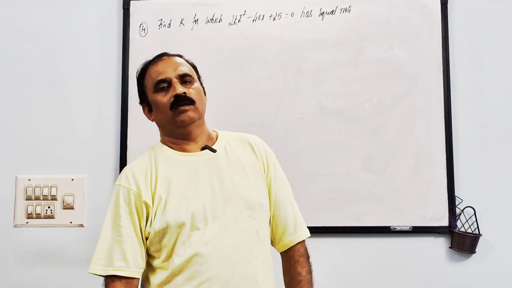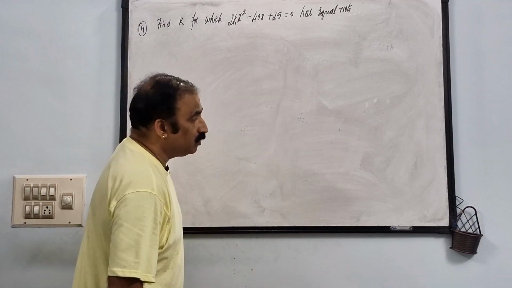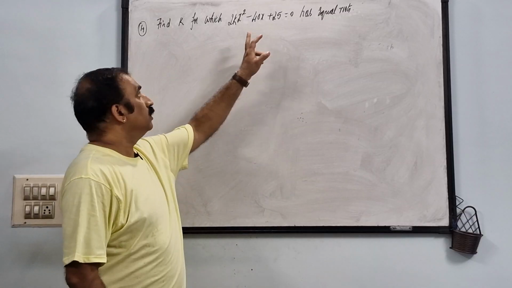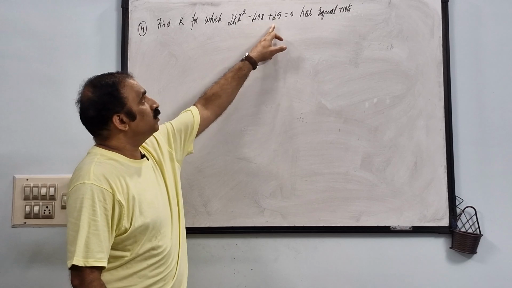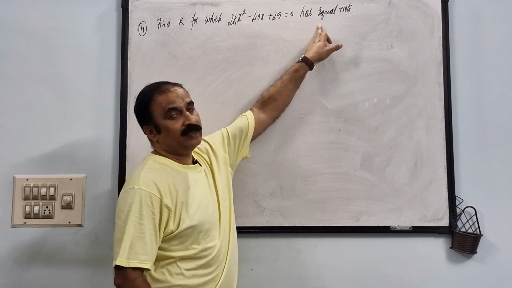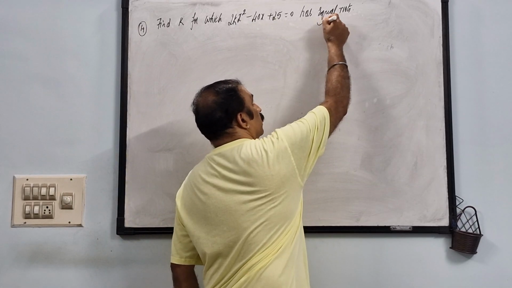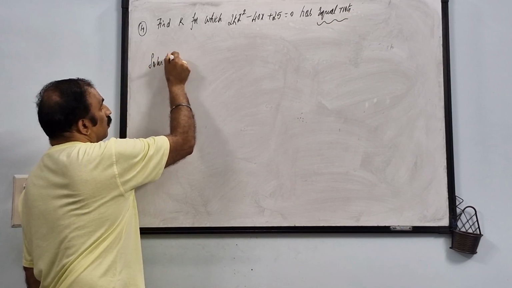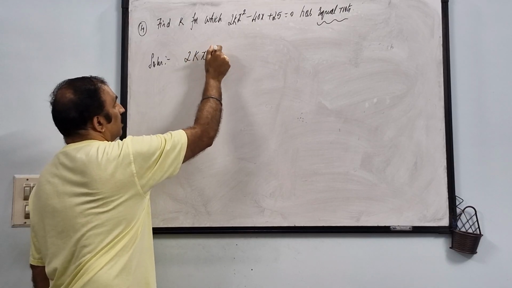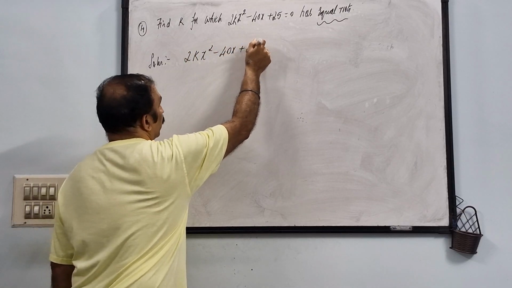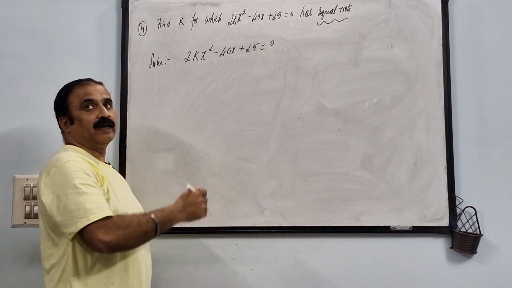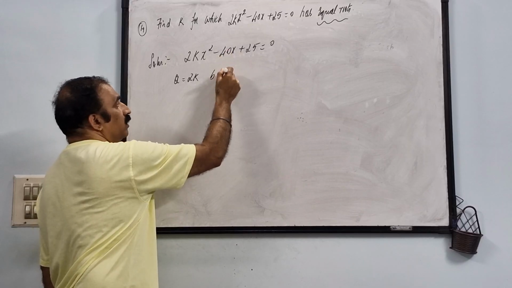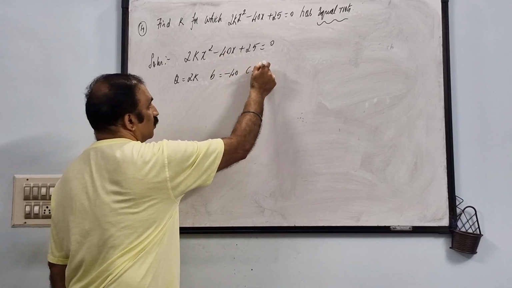Going to the next problem. Next, quadratic equation. You have to find the value of k for which the given quadratic equation 2k x square minus 40x plus 25 equal to 0 has equal roots. The condition says equal roots. So, take up the equation given, 2k x square minus 40x plus 25 equal to 0. By standard form, a is equal to 2k, b is equal to minus 40, and c is equal to 25.